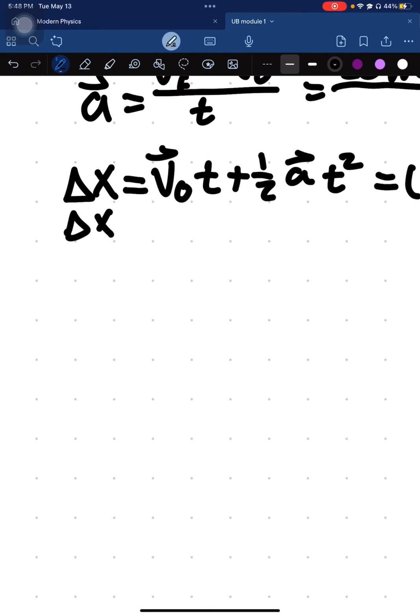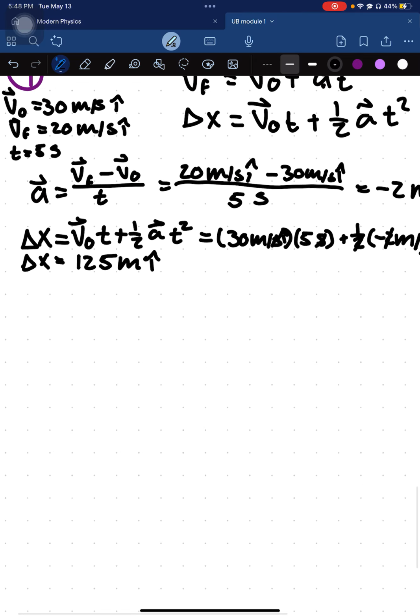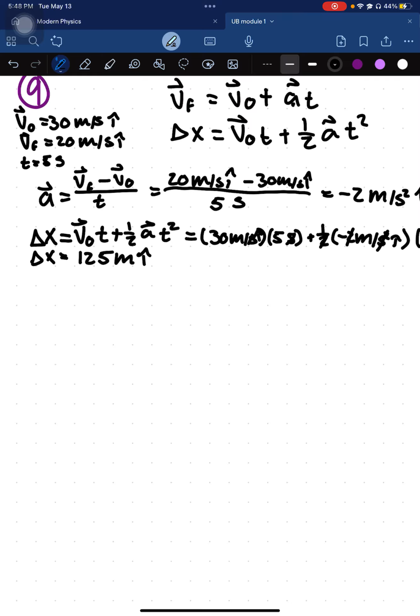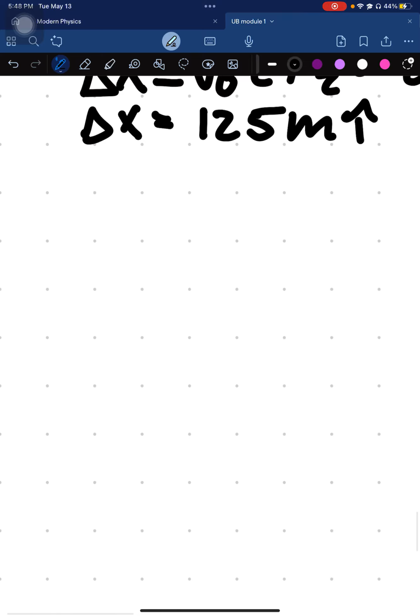So delta x is equal to, if you put this all in your calculator, 125 meters. We are still going in the positive x direction, so our displacement should still be positive. This is all tracking. Okay, so now problem 10.